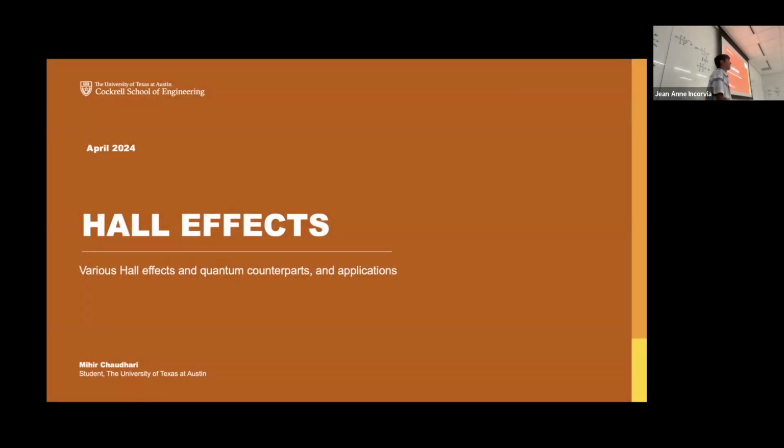Okay, hello everyone. My name is Mihir, and I'll be talking about Hall effects. I'll be talking about various Hall effects, and then I'll focus in on one Hall effect and talk about its applications.